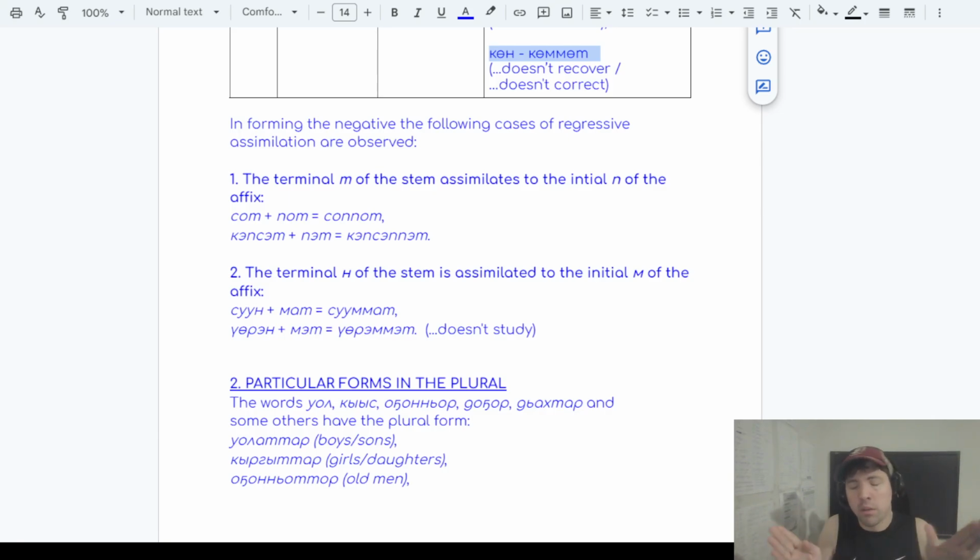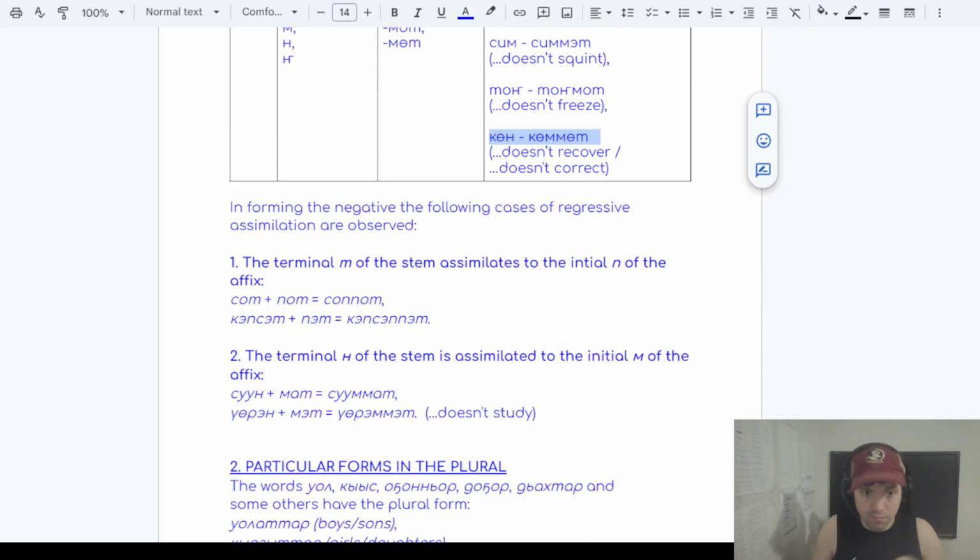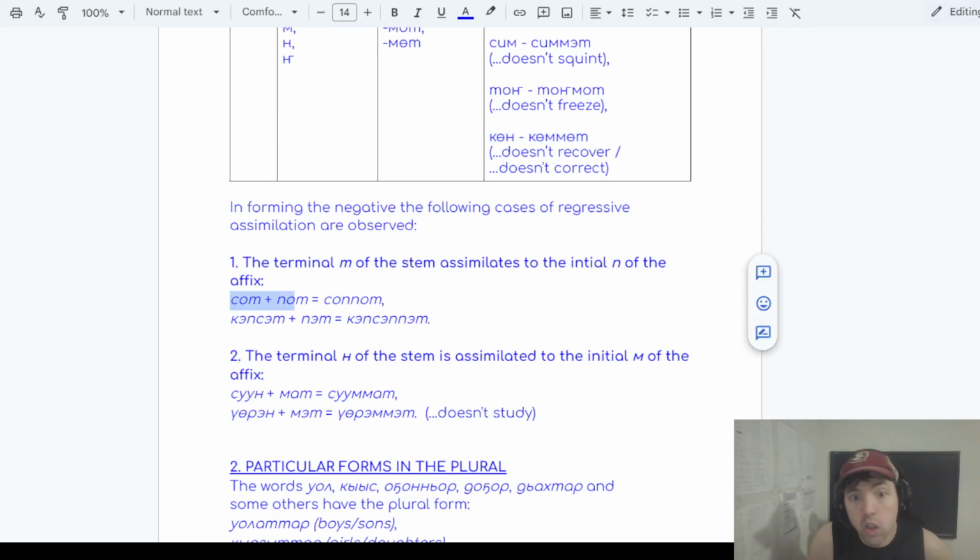This is a fancy way of saying sometimes you don't just change the beginning letter of what you're adding on, like we just had. Sometimes the letter that you're adding it on to, which is the final letter of the verb stem, will also change to make it easier to say. So instead of saying salt pot, we end up saying sopot.